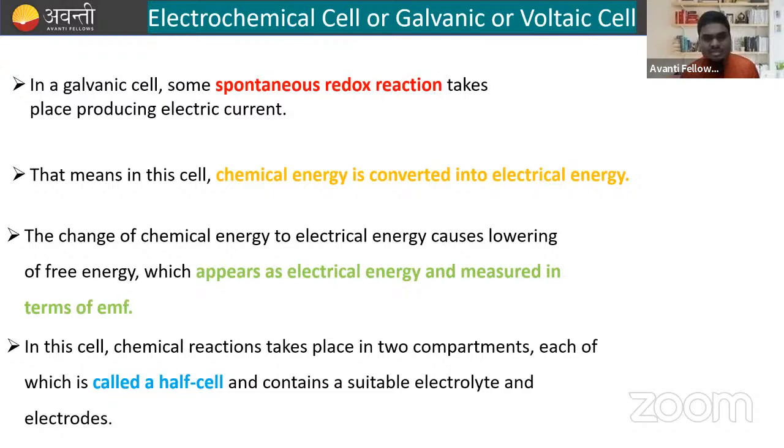The change of chemical energy to electrical energy causes lowering of free energy, which appears as electrical energy and is measured in terms of EMF, right? In this cell, the chemical reaction takes place in two compartments, each of which is called a half cell and contains a suitable electrolyte and electrode.